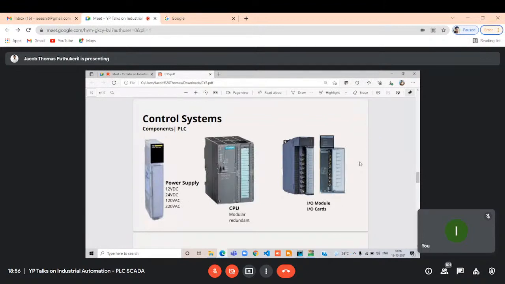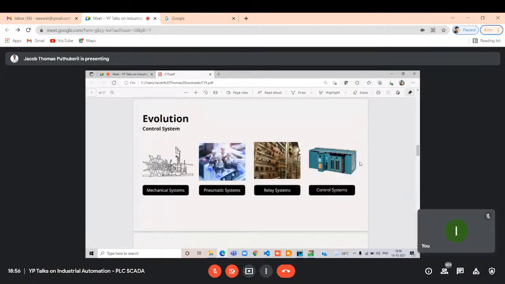When I talked about the evolution, everyone must be thinking: why was a relay system compromised to a control system? And why pneumatic systems, which are still widely and commonly used nowadays? Why was the pneumatic system compromised and we moved on with the relay system? The story begins with the pneumatic system, where we need to control the valve. How are we controlling the valve?